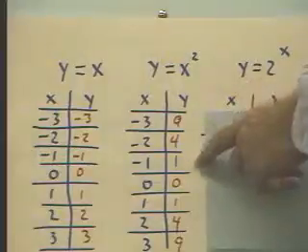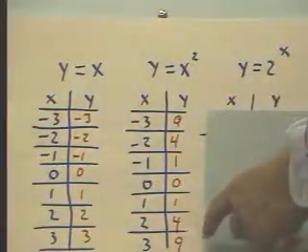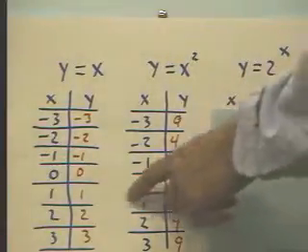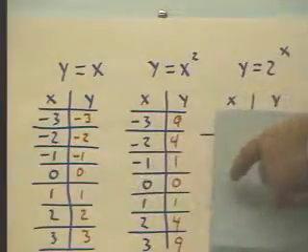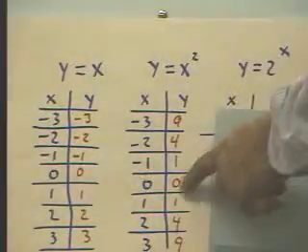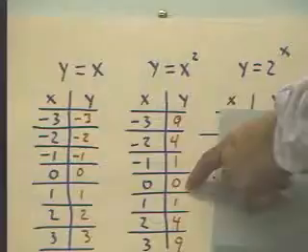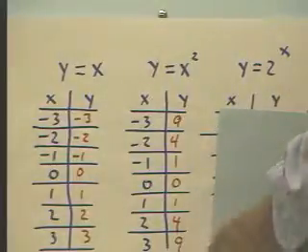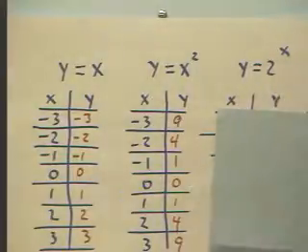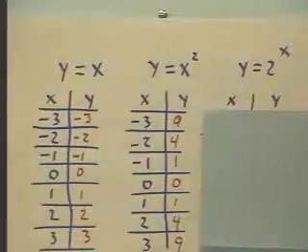Okay, we have 9, 4, 1, 0, 1, 4, 9. There's a symmetry here. Symmetric about x equals 0. The values of y that you get when you go this way from x equals 0 are the same as the values of y you get when you go this way. And we've seen what that does to the shape of the y equals x squared function graph.